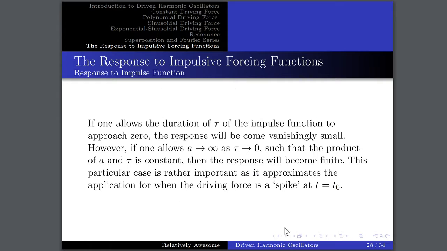If one allows the duration tau of the impulse function to approach 0, the response will become vanishingly small. However, if one allows a to approach infinity as tau approaches 0, such that the product of a and tau is constant, then the response will be finite. This particular case is rather important because it approximates the application for when the driving force is a spike at t equals t sub naught.